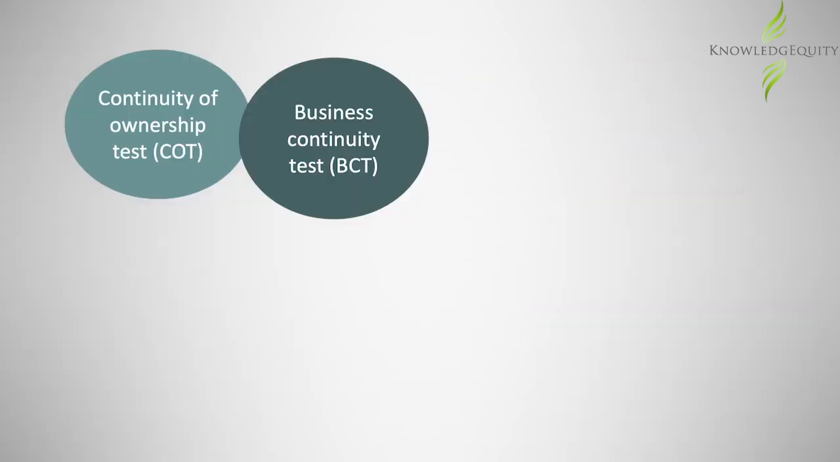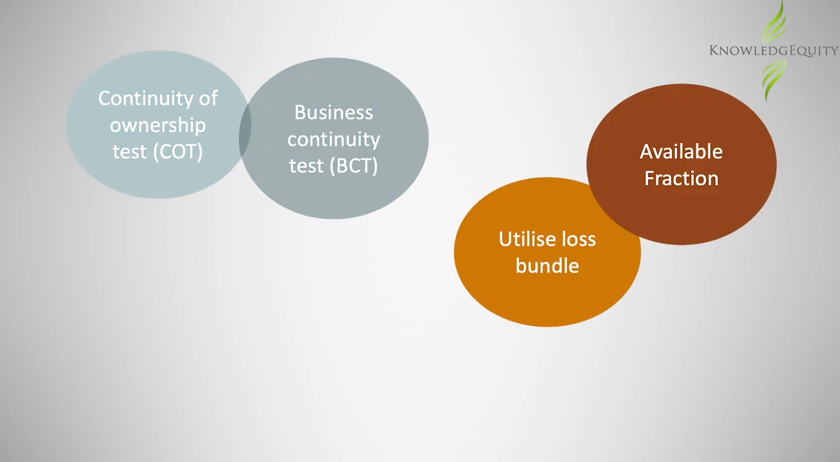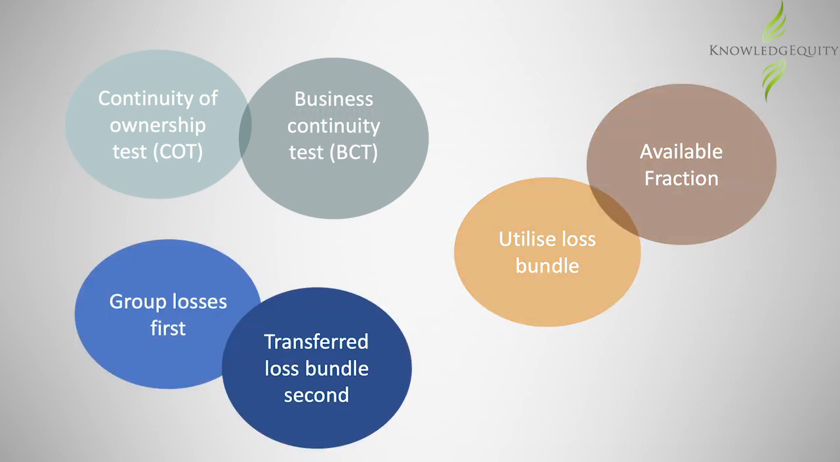To recap, we must first apply the continuity of ownership test or the business continuity test to subsidiary losses at joining time. If we can utilise the loss bundle of the joining entity, then we need to determine the available fraction. Group losses must be utilised first, and then the transferred loss bundle can be recouped up to the amount of the group taxable income multiplied by the available fraction.